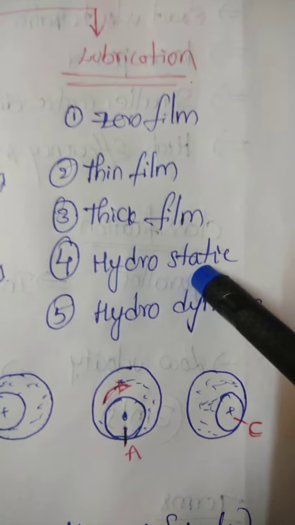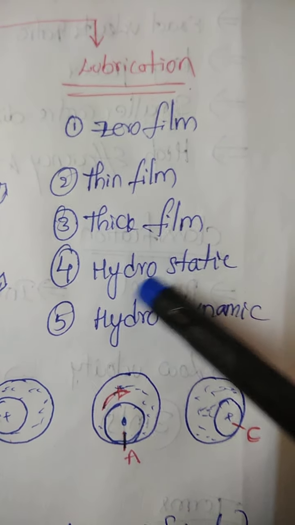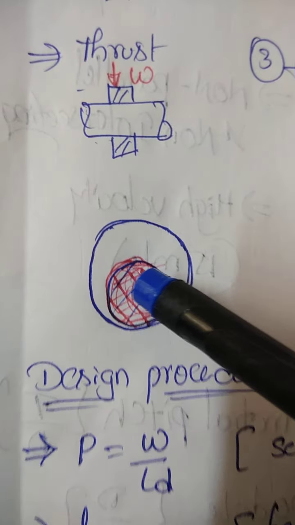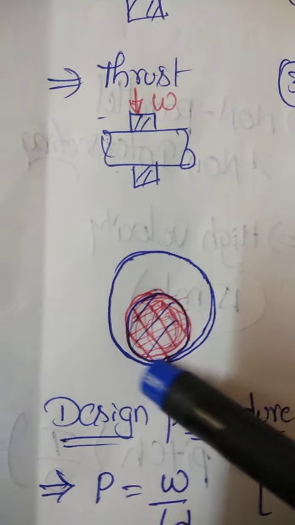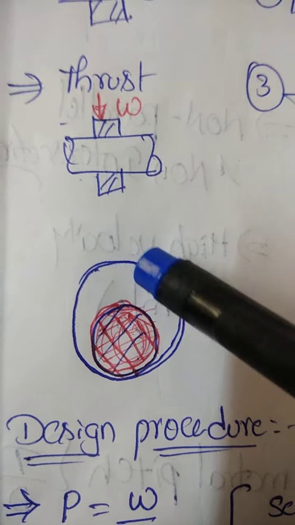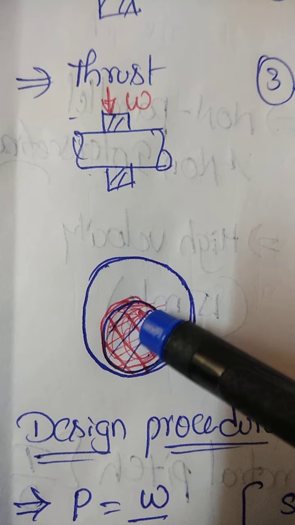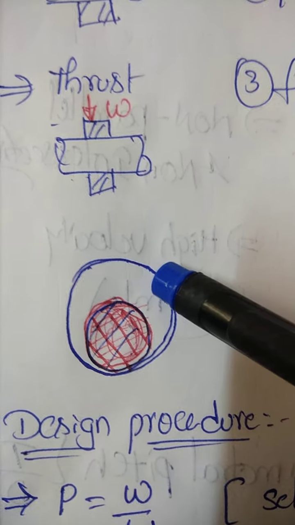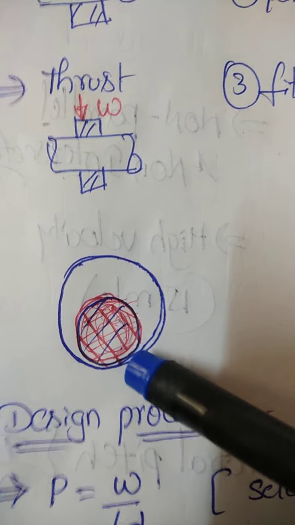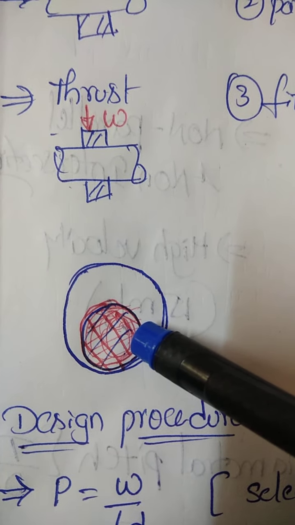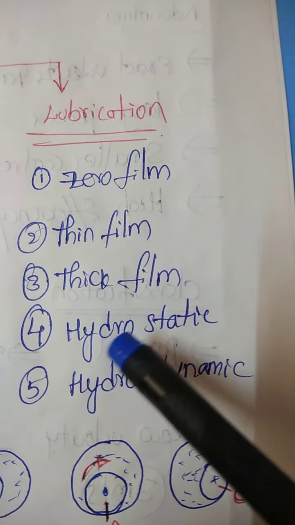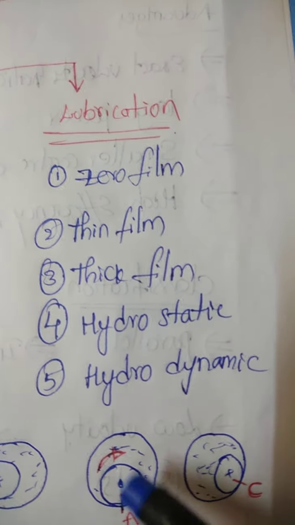And what is hydrostatic and hydrodynamic? Where the hydrostatic, see here, the oil will occupy the space between the journal and casing always, whether it is rotary motion or not. If a thick film of oil is placed between the journal and casing without contact of both components, even though it is in a stationary condition, then it is called hydrostatic bearing. Always the oil will take a place between the journal and casing.